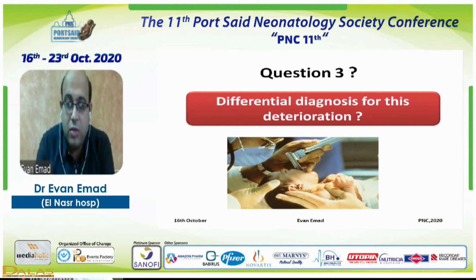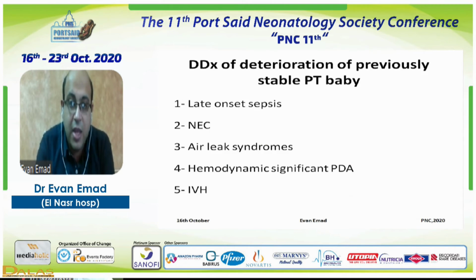Second slide. I want every neonatologist hearing us today to screenshot this slide and preserve it on his or her cell phone all the time. The 5 differential diagnoses of deterioration of a previously stable preterm baby: it's late onset sepsis, or necrotizing enterocolitis, or one of the air leak syndromes, or hemodynamically significant PDA, or IVH. You will screen for every single one of these 5 differential diagnoses.